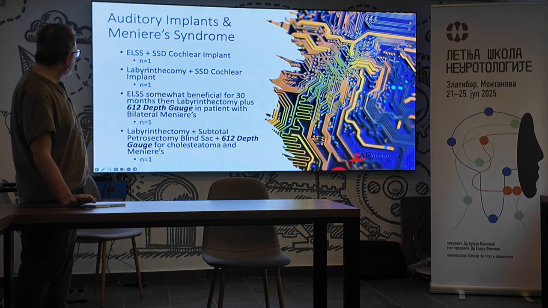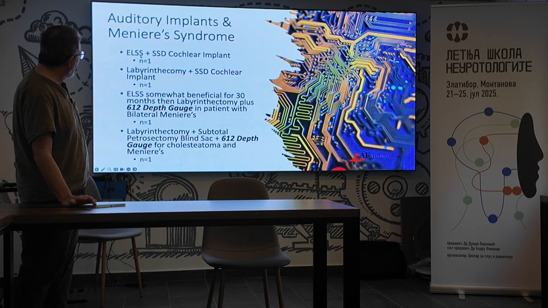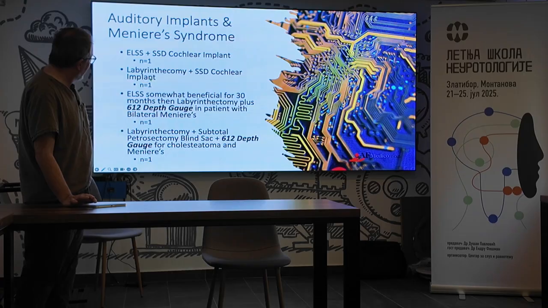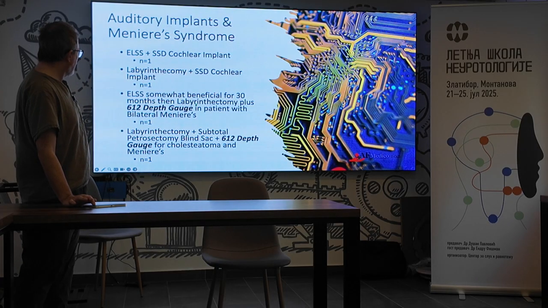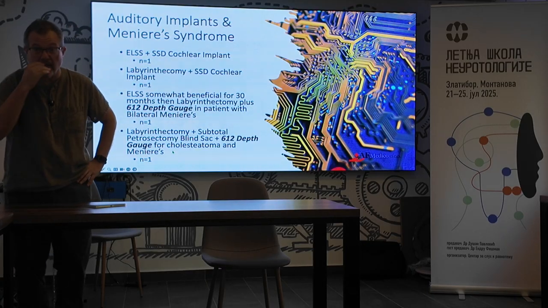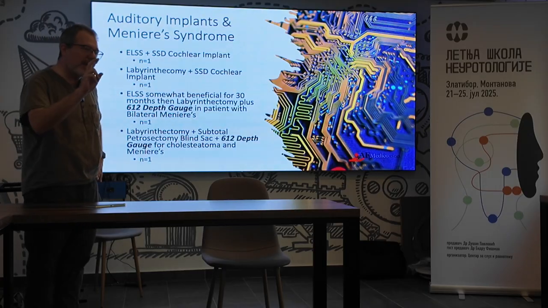So, auditory implants and Meniere's. I had one patient with an endolymphatic sac and single-sided deafness that I put a cochlear implant. Another patient with a labyrinthectomy and single-sided deafness. So we did one with a sac and an implant, a labyrinthectomy and an implant, and then two patients I planned. These were patients with bilateral Meniere's disease, and this one also had a very bad cholesteatoma that had a subtotal petrosectomy, and then developed Meniere's disease about 5 years later. In the same year, we put temporary electrodes.